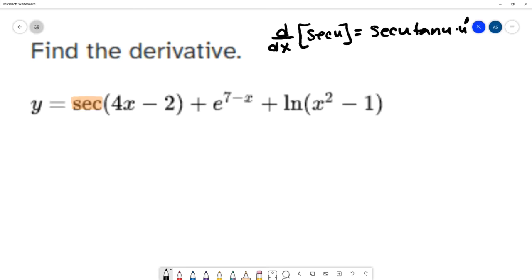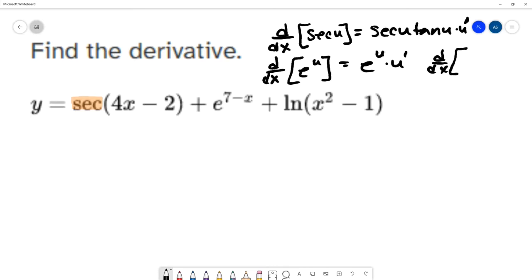You would also need to have the derivative rule for e to the u memorized, and that would be e to the u times u prime. And you would also have to have the derivative rule for natural log. So the derivative rule for natural log of u is u prime over u. So now with these three rules, we're going to be able to calculate the derivative of each term.